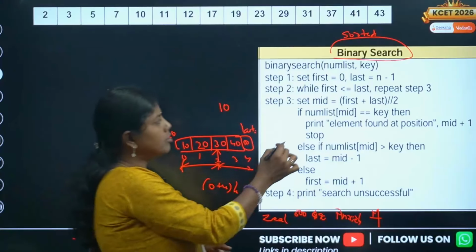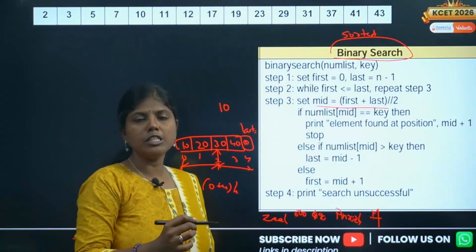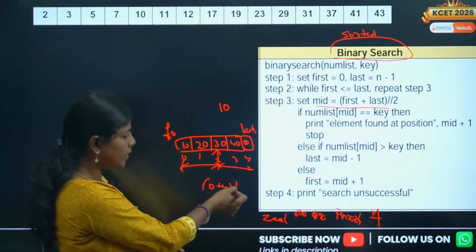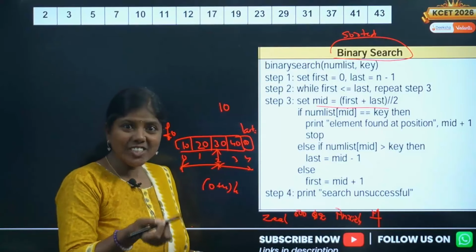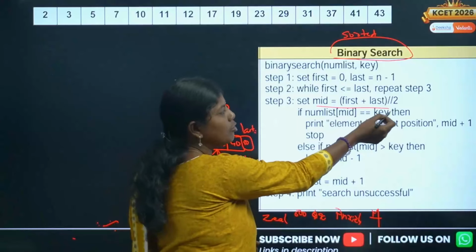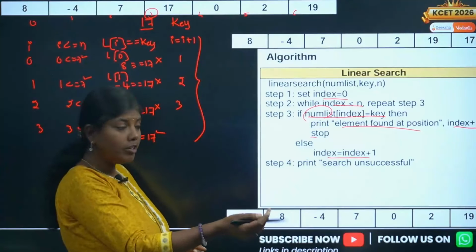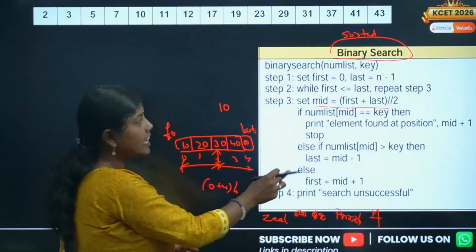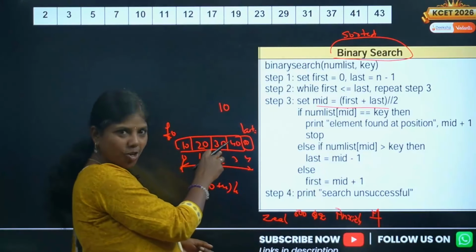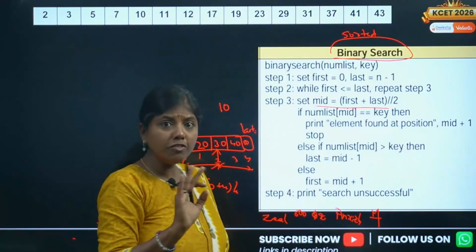I'm going to find the mid element using this formula: first plus last by 2, beginning plus end by 2. That's what I did, 0 plus 4 by 2 as the index. After that, you compare: is L of mid equal to key? Is 30 equal to the key? Yes, it is true. Then we say the element is found at position mid only. We say 2, but normal users understand third position, that's why it is mid plus 1. What if it is not true?